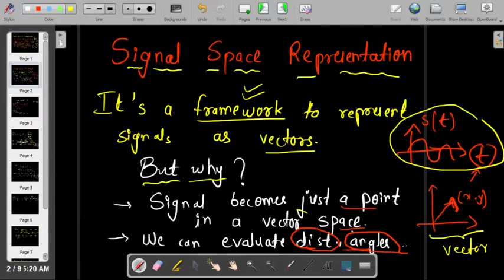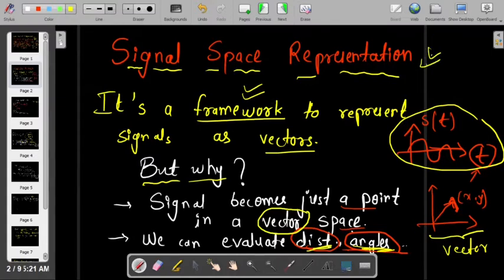And whatever properties and fundamental things like vector addition, vector multiplication, translation, anything that we can do with vectors, we can do with signals as well. For instance, we can evaluate the distance between two signals, the angles between two signals, and so on and so forth. So this is the advantage of having signal space representation.